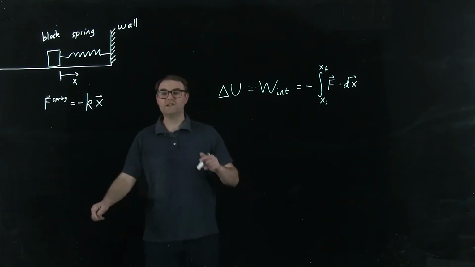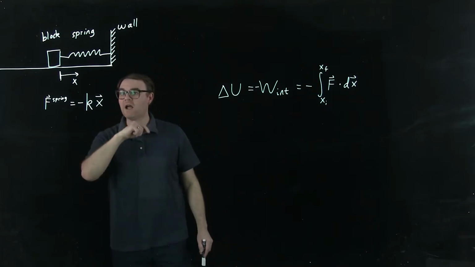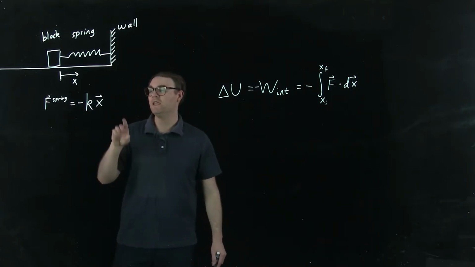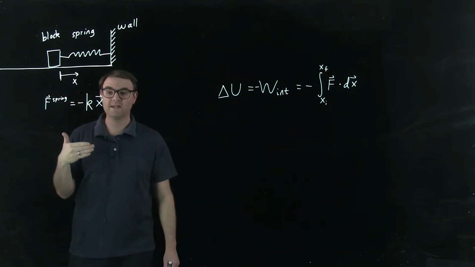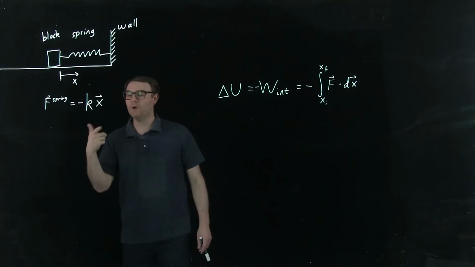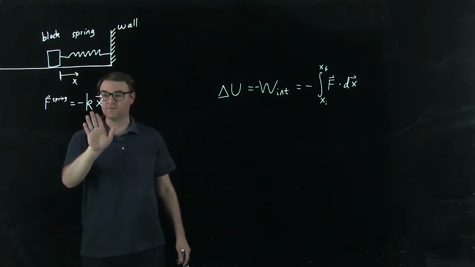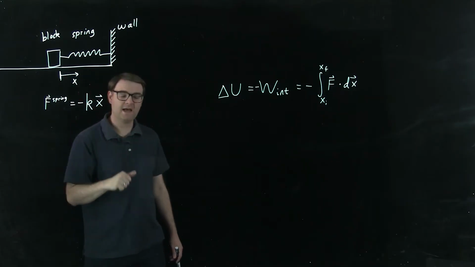Welcome everybody. Today we are going to talk more about potential energy by looking at a block and spring system. In particular, I've set this up so that the origin is located at the same place as the equilibrium position of the spring. When I do that, the spring force has this friendly linear form equal to negative k times x.